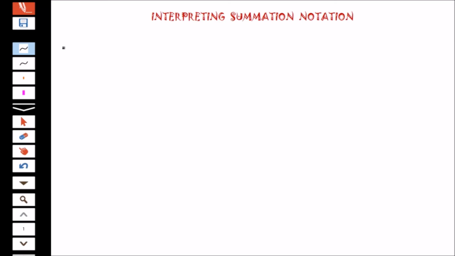Hi, in this video, I will explain interpreting summation notation. Let's start with summation notation. The summation notation is actually sigma notation, and we'll use sigma notation to show addition of numbers. For example, I have a summation here, 1 plus 2 plus 3 plus 4 plus until 10. I can show this summation using sigma notation.